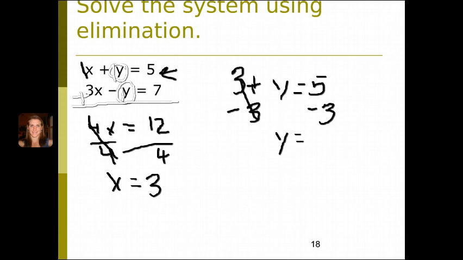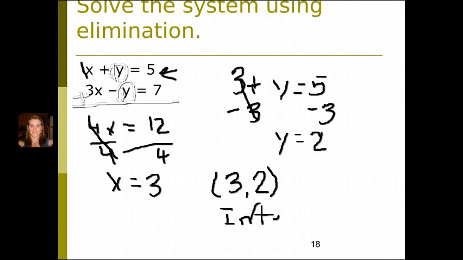So what I also say is, well, what does this mean with 3 and 2? 3 and 2 mean these two lines intersect at the point 3, 2. So if you were to graph this on a coordinate plane, this would be their intersection point, which is in quadrant 1.